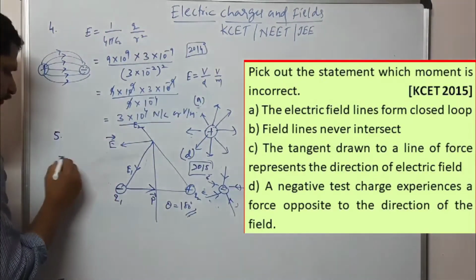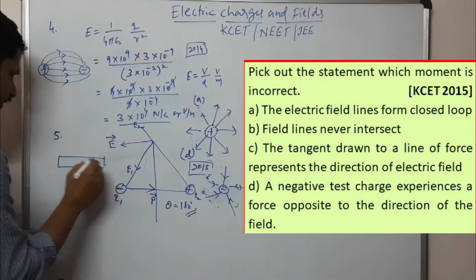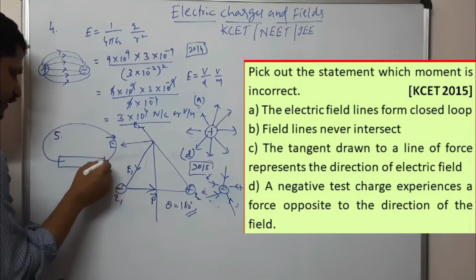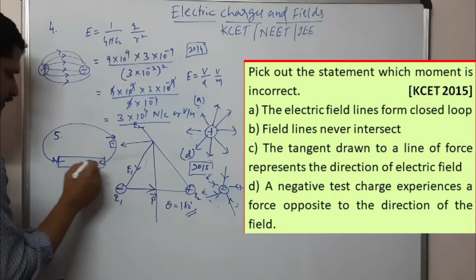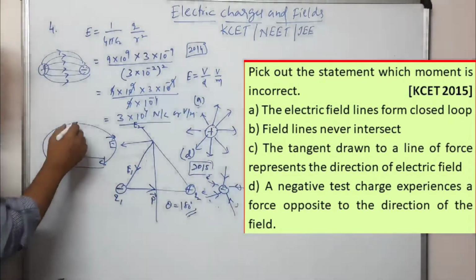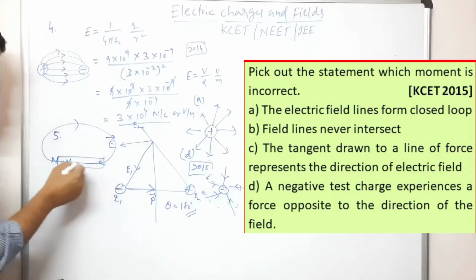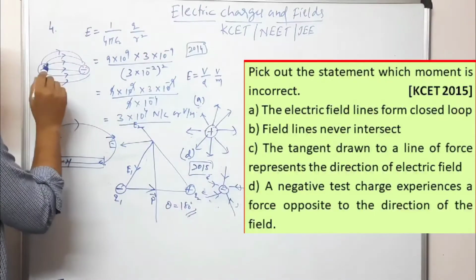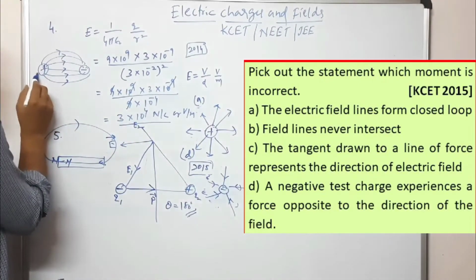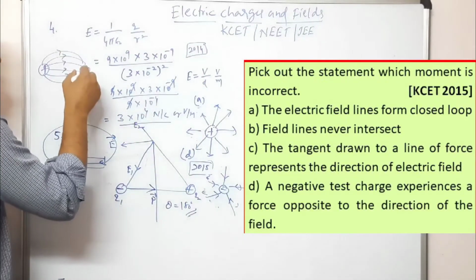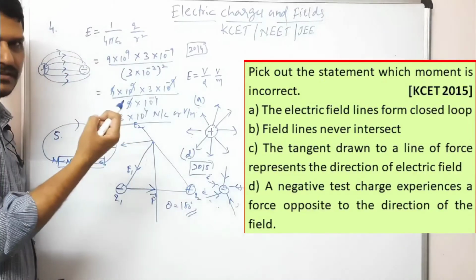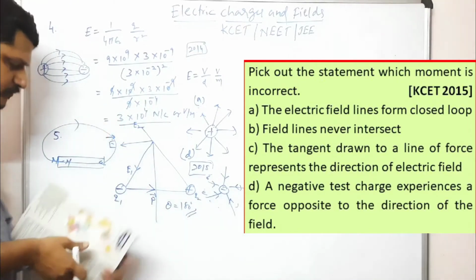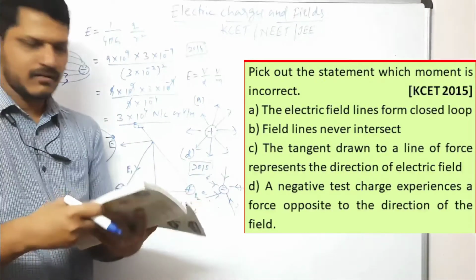In the case of a bar magnet, the field lines diverge from the north pole and converge towards the south pole, so this forms a closed loop. Here it does not form a closed loop. From the positive charge they diverge, and at the negative charge they converge. So the first option itself is wrong.